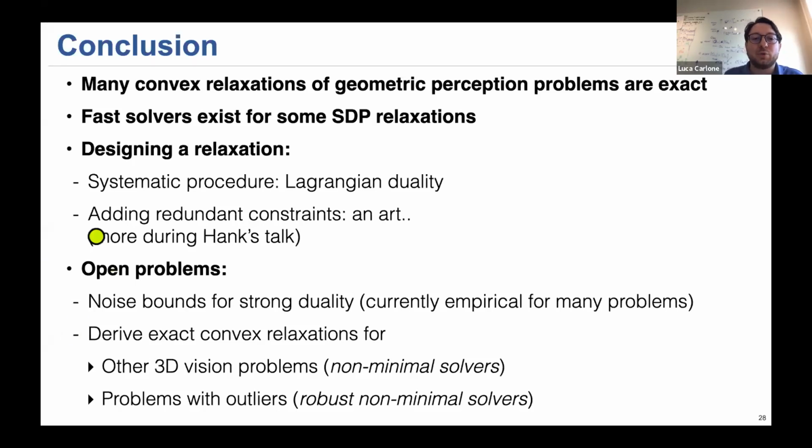There are clearly a bunch of open problems. So noise bounds for strong duality, currently, this is an open problem for many problems, except for rotation averaging. Deriving exact convex relaxations for other 3D vision problems is largely open. There are still many problems to go. And for problems with outliers, most of the work has been over the last 2 years, so there is definitely more and more work to do there.